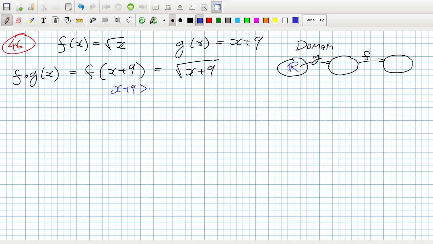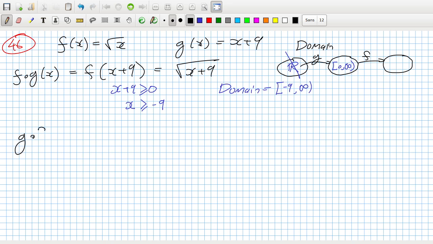So the f has to take positives. So x plus 9 has to be positive. So that means x has to be more than or equal to minus 9. So you want the range here to be 0 to infinity. So you have to start off not with the reals, you have to restrict it from minus 9 to infinity, because when you calculate the g of an element from that set, you have to make sure it'll be positive, because it's going in the square root. In other words, this has to stay positive because you're square rooting it. So the domain is that. You can't have the root of a negative.